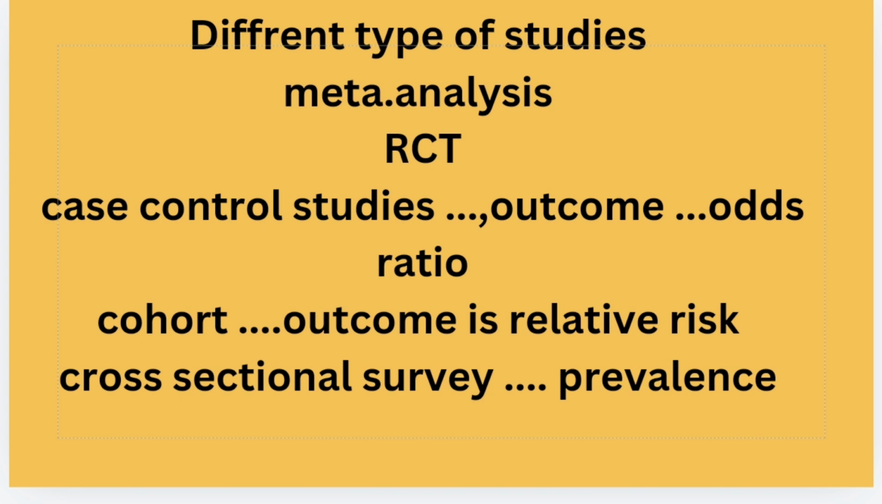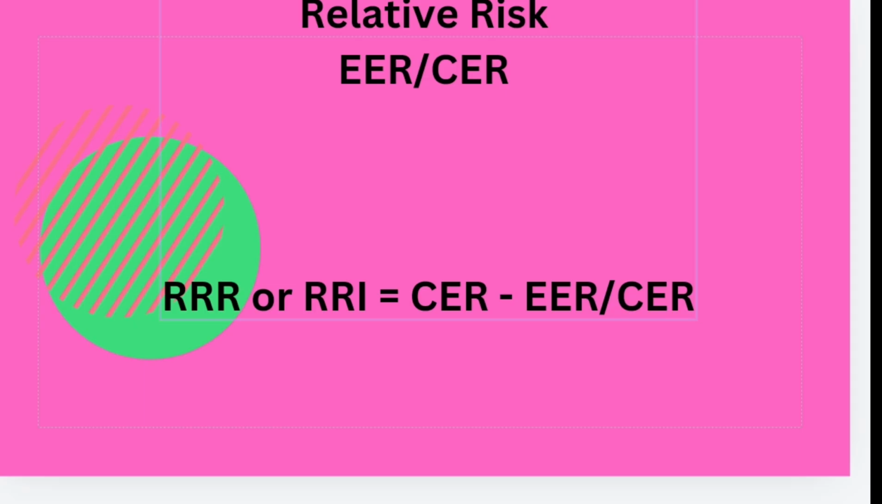easy to interpret data if we go backward, and the outcome is measured by odds ratio. Cohort study is a prospective study, and its outcome is measured by relative risk. And then cross sectional survey, that is, we just measure a reading in a group of people at a particular point in time. Now relative risk.